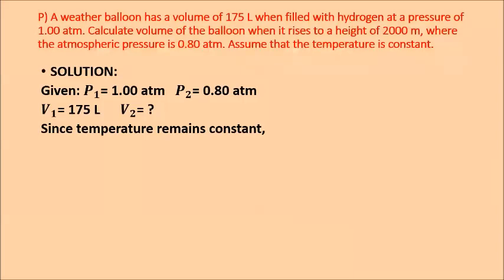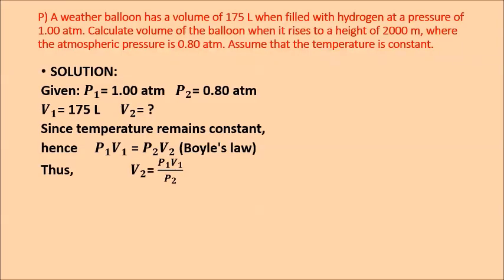Now according to Boyle's law, the temperature is remaining constant. So we can write P1 V1 is equal to P2 V2, and from here we have to calculate V2. We just rearrange this formula, so V2 is equal to P1 V1 by P2. Substituting the values, we get 1 atmosphere into 175 liter divided by 0.80 atmosphere. After calculating, we get the answer as 218.7 liter. This is the volume of the balloon when it rises to a height of 2000 meter.